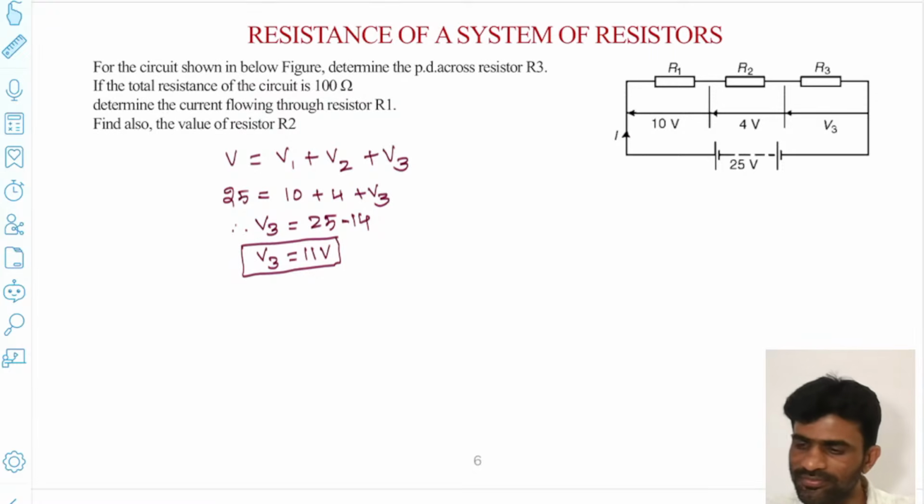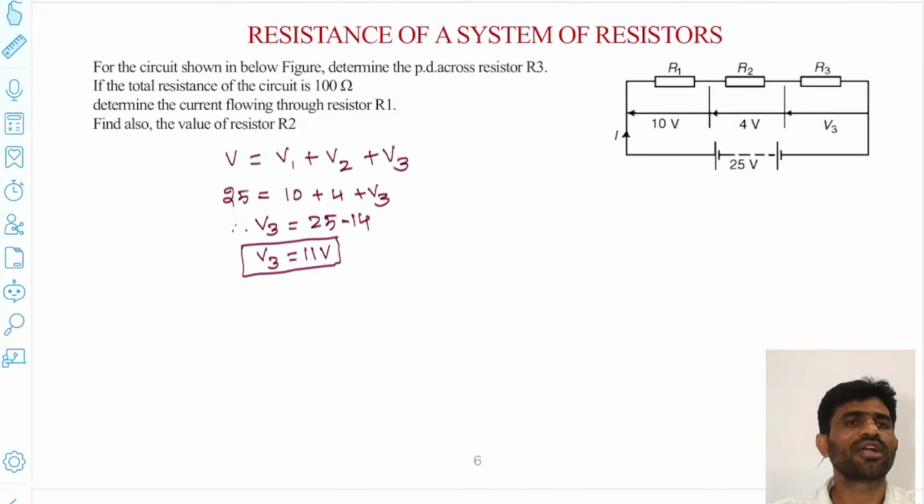Second question, answer. Oh, Deepak got both the answers also. Second question: determine the current through resistor R1. Current through R1. How can we find the current across R1? Deepak answered it as 0.25. Current across R1, how can we find it?